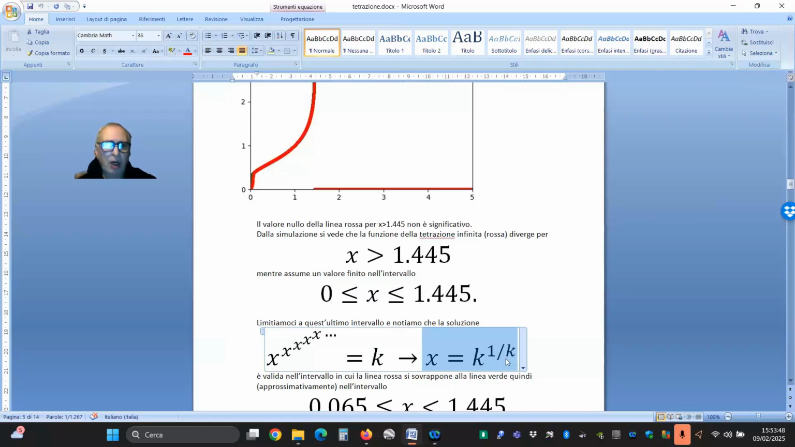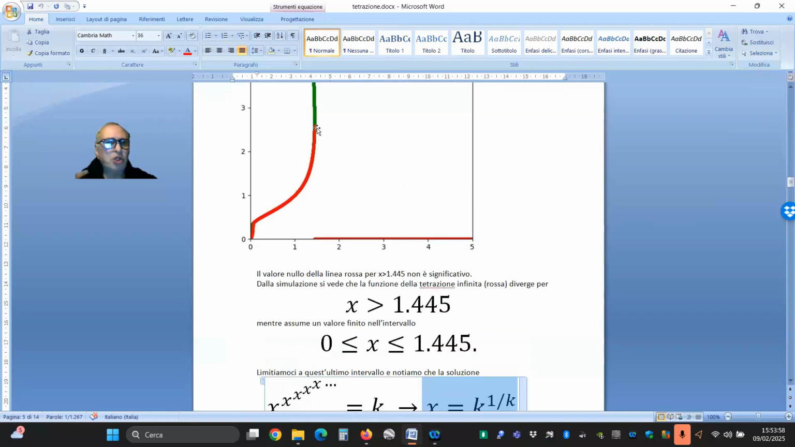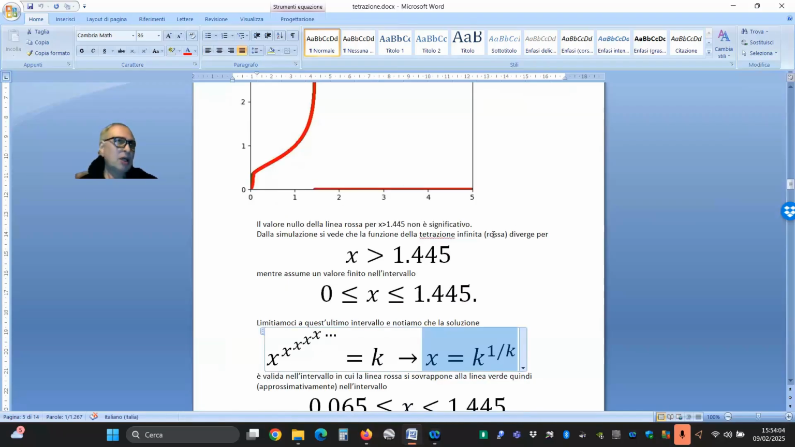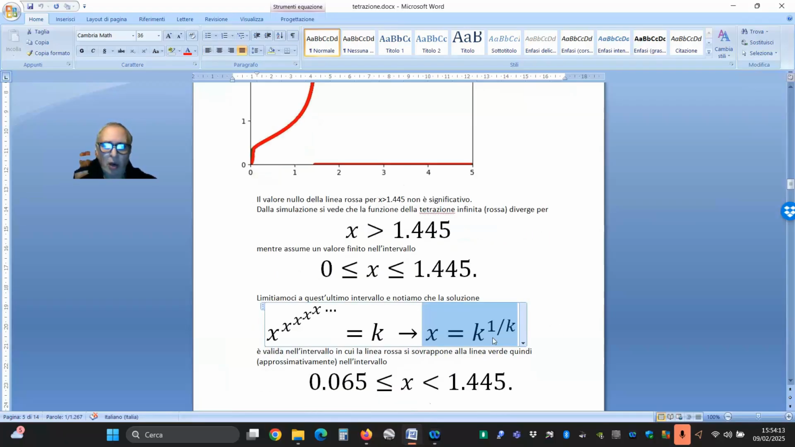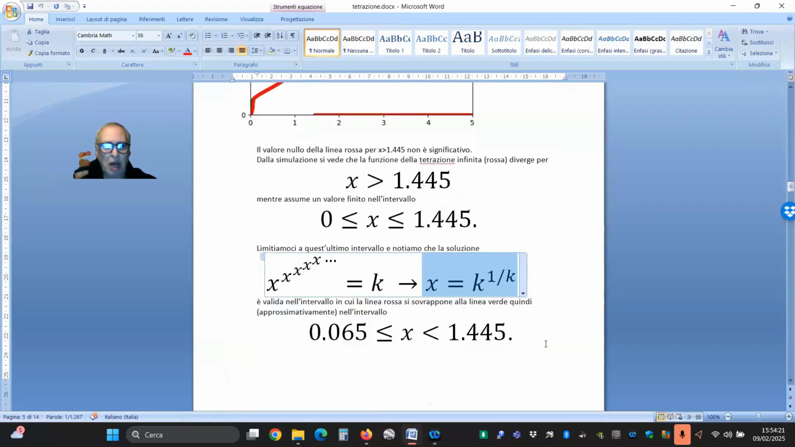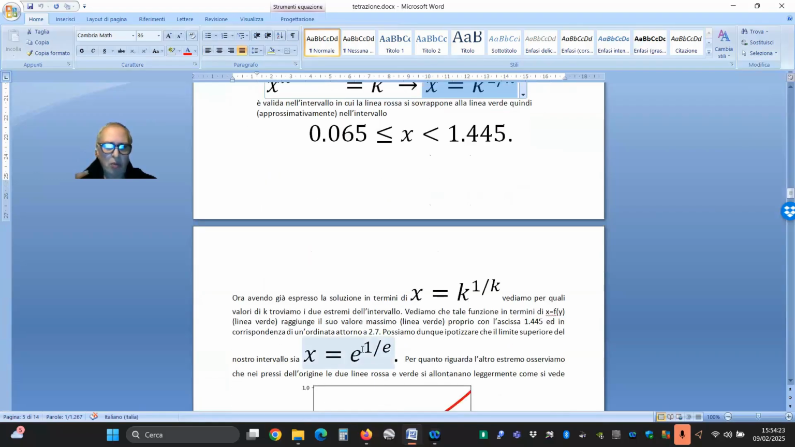I mean, we also have this other function, the green function, that overlaps with the red one and has this meaning, this trend k equals 1 over k. So how much can k equal 1 over k be if x in turn is equal to 1.445? Well, it's very simple, the y tells us. The y tells us that value of approximately 2.7. But 2.7, let's say we all remember, is Napier's constant. It's very similar to Napier's constant.